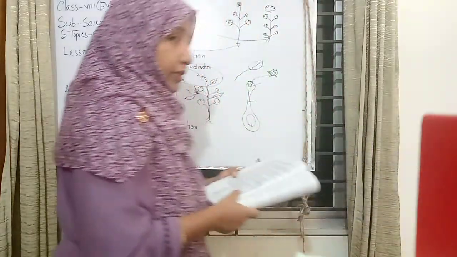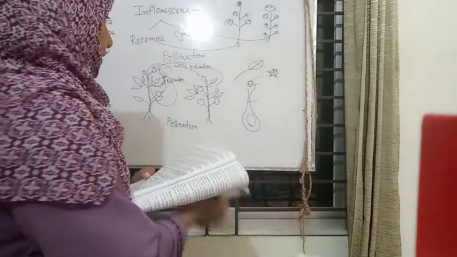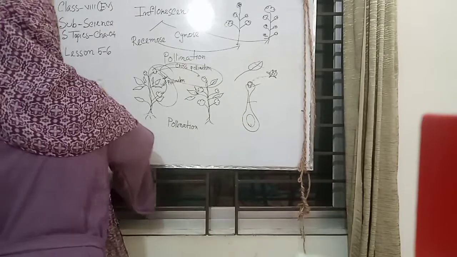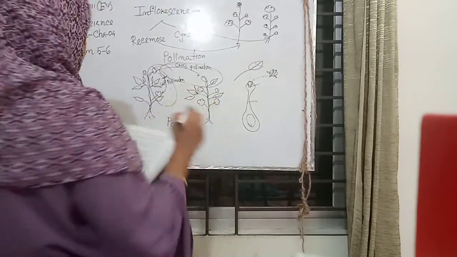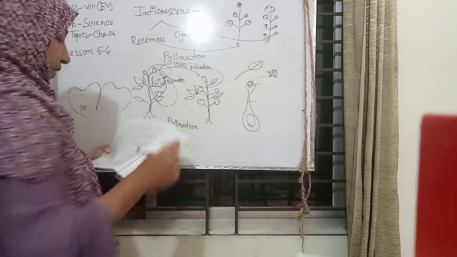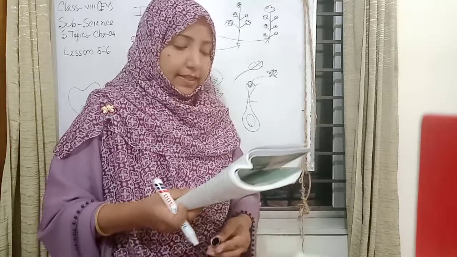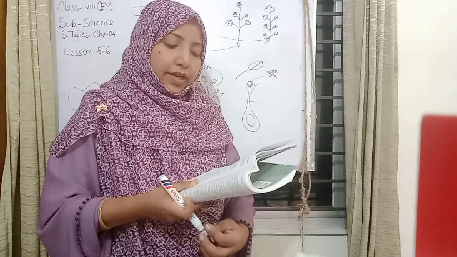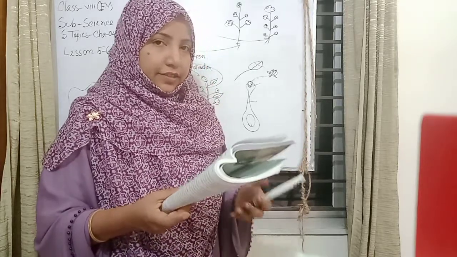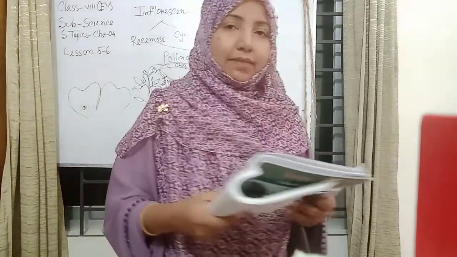Again, I have also explained and drawn the adaptation of insect pollinated flowers. Basically, they have large flowers, with large, brightly colored and scented petals with nectar. Pollen grains and stigmas are sticky. Again, examples: China rose, pumpkin, mustard, etc.